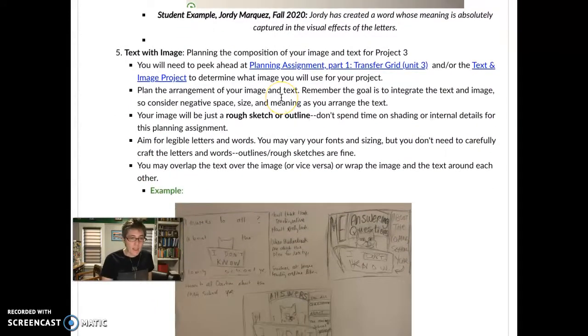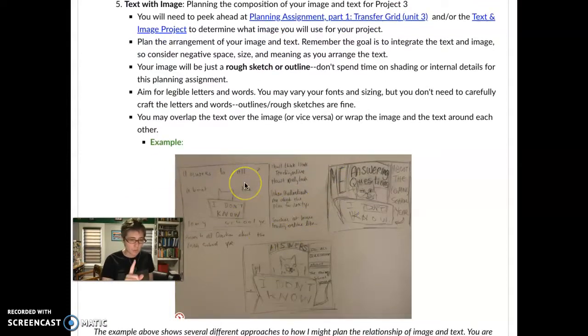And finally, this one, notice how sketchy this is. And I've got 3 examples here. You only need 1. I'm just showing you kind of the way I think through it. You're welcome to do 3. It's fine. So here you're going to take your image. What's your image? Well, you don't know until you read the next planning assignment. But you're going to take your image and you're going to plan the text around it.